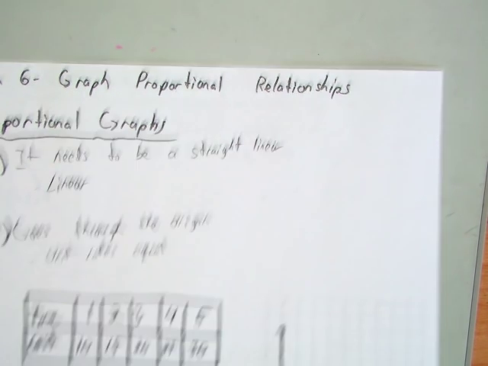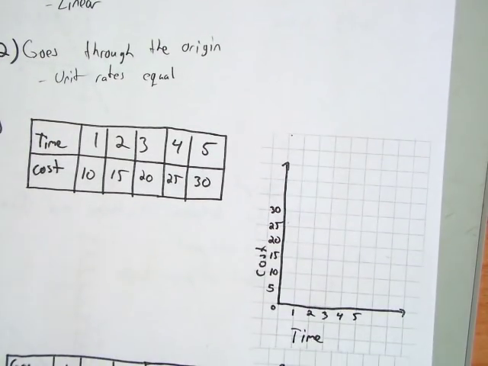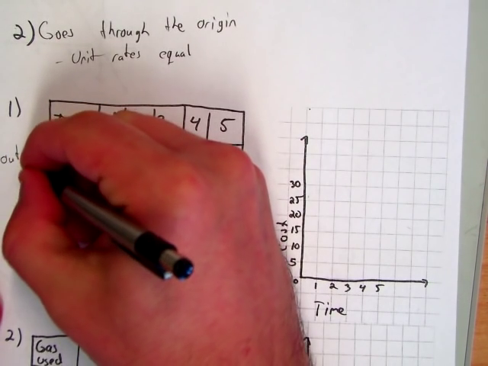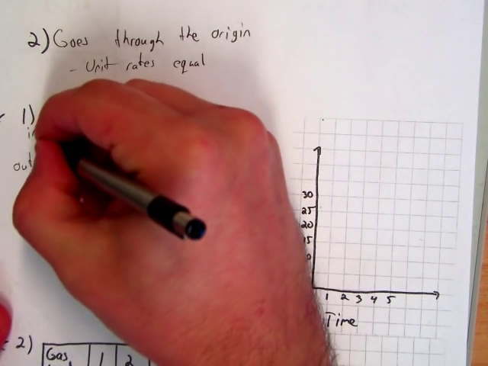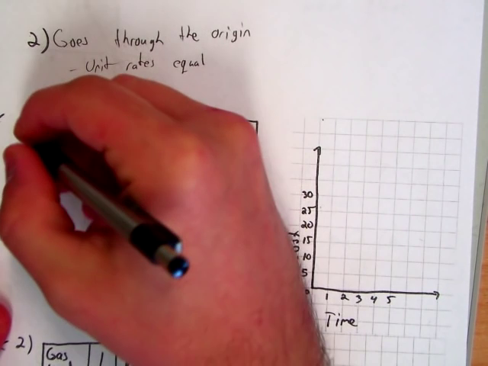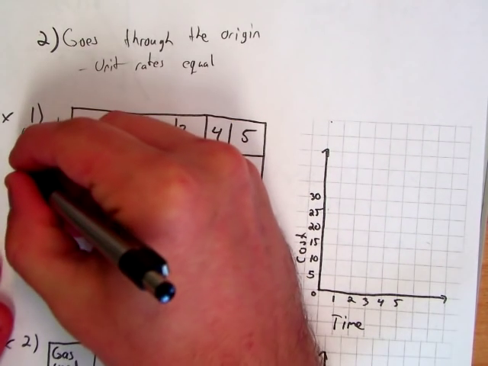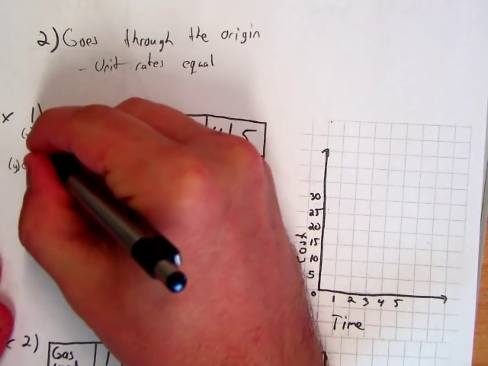So let's look at example 1 here. We're going to be graphing this set of data. It says time and cost. So the bottom row is always the output, and the top row is always going to be the input. In other words, this is the x, and that's the y.